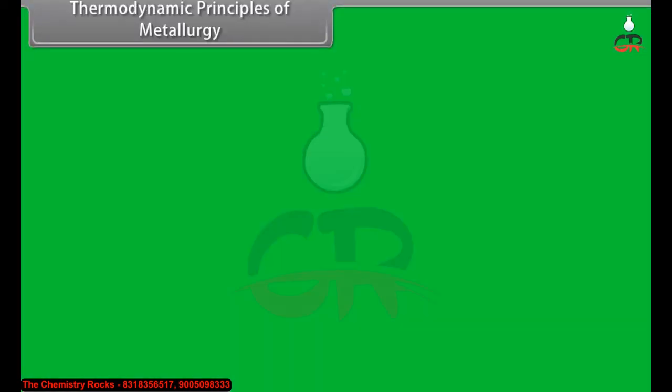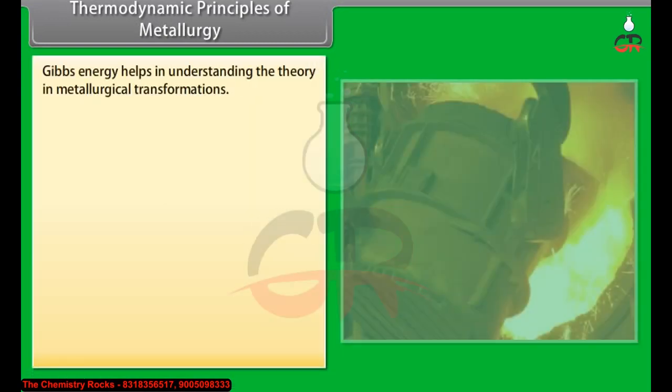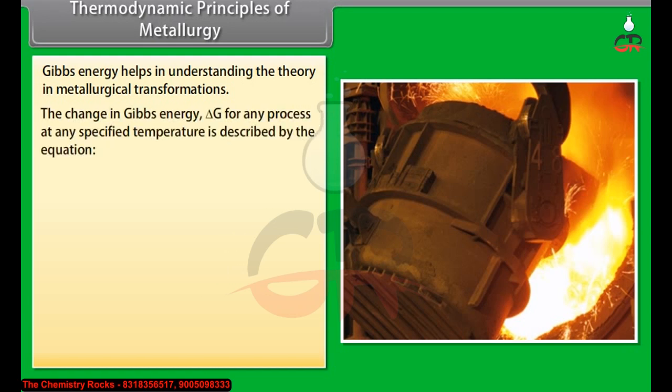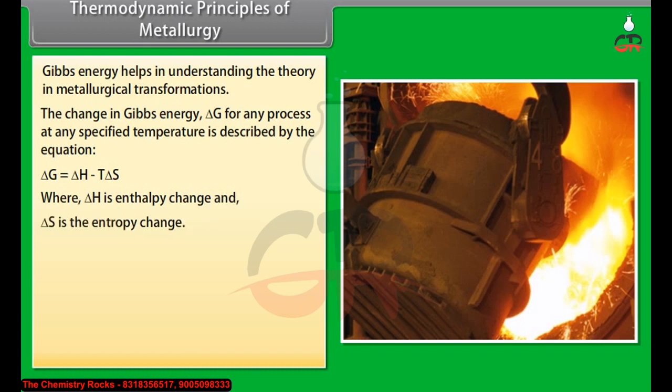Thermodynamic principles of metallurgy. Gibbs energy helps in understanding the theory in metallurgical transformations. The change in Gibbs energy, delta G, for any process at any specified temperature is described by the equation delta G is equal to delta H minus T delta S, where delta H is enthalpy change and delta S is the entropy change. When the value of delta G is negative, only then the reaction will proceed.